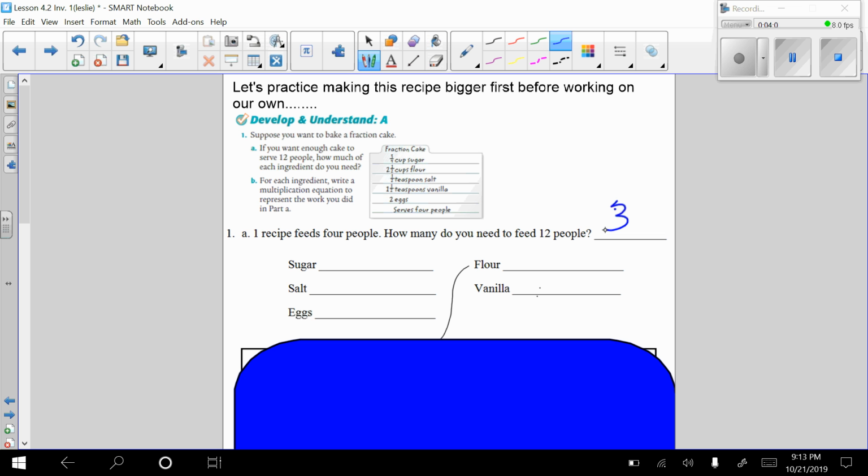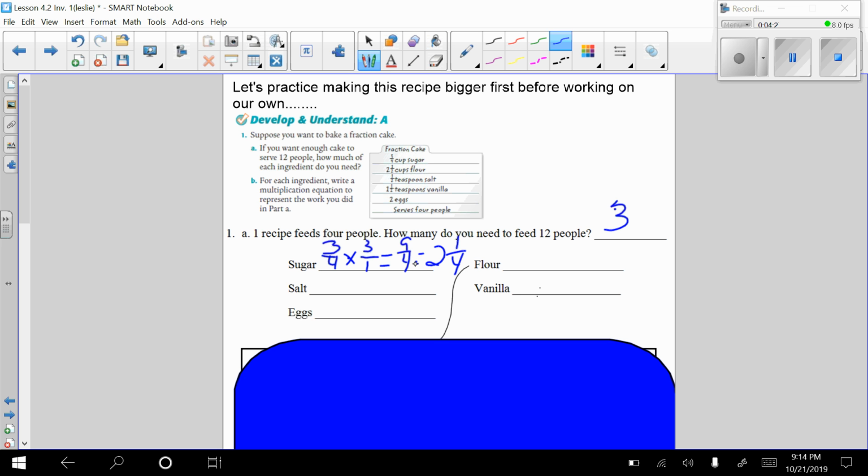So that means for the sugar, I would have to take the 3/4 cup and multiply it by 3. Remember, put the whole number over 1. That gives me 9 over 4, because top times top, bottom times bottom. And then remember to simplify. So in this case, it would be 2 groups of 4, and I would have 1/4 left over.